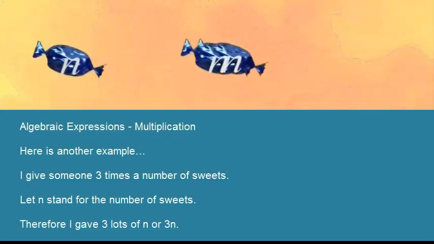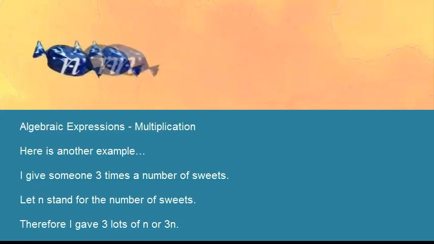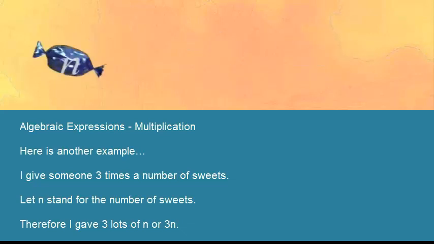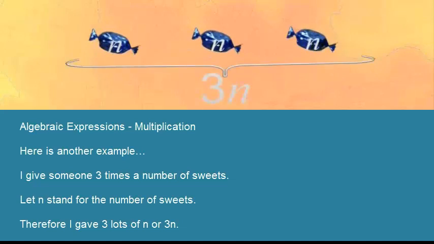Algebraic expressions. Multiplication. Here is another example. I give someone 3 times a number of sweets. Let n stand for the number of sweets. Therefore, I gave 3 lots of n, or 3n.